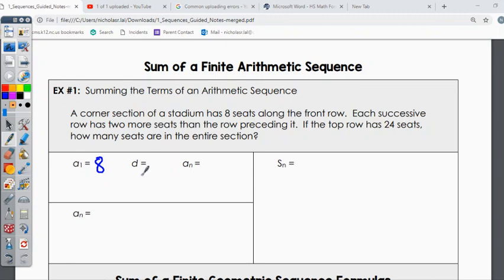So how many more seats does each successive row have than the row preceding it? 2. So D is equal to 2 because we're adding 2 for each successive row. All right? And then how many seats are in the final row? 24. Okay?